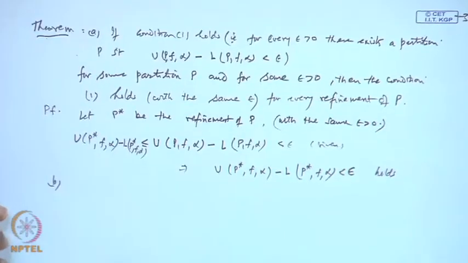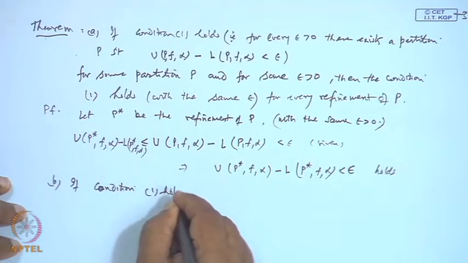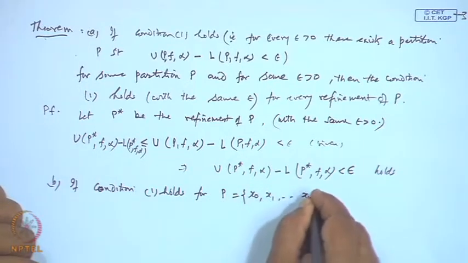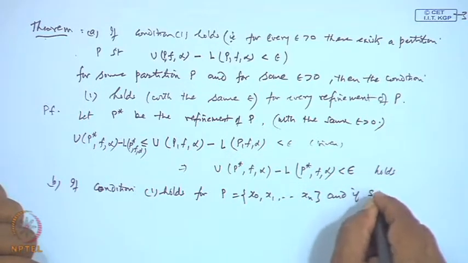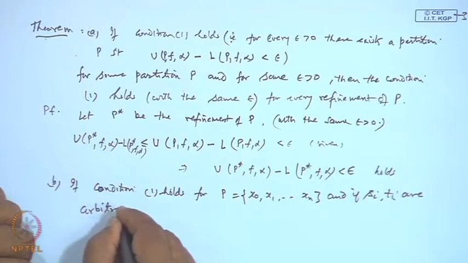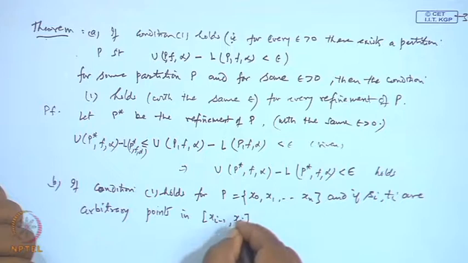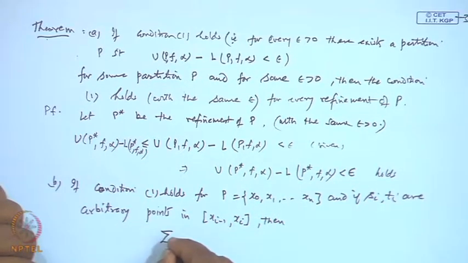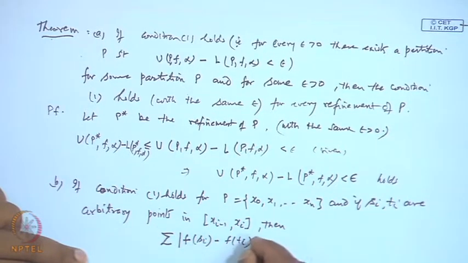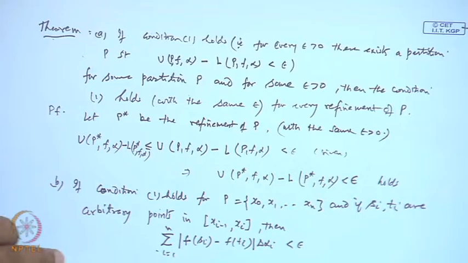The second result says, if condition 1 holds for the partition P, say x naught, x 1, x 2, up to x n, and if S i and T i are arbitrary points in the interval x i minus 1 to x i, then the sigma of modulus of f of S i minus f of T i multiplied by delta alpha i is less than epsilon, i is 1 to n. This is true.